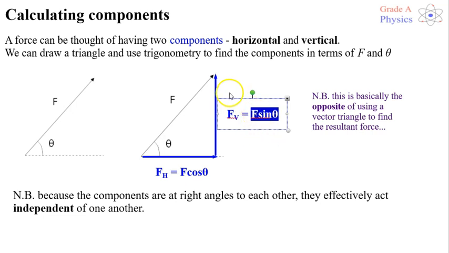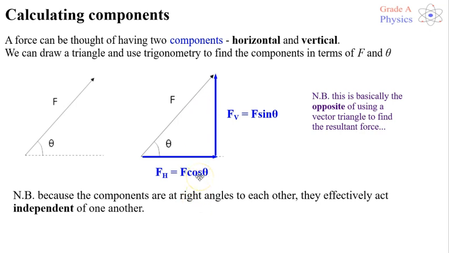What we're doing here is called resolving a force, splitting it into its two components. It's basically the opposite of what we've done previously. In the previous video we thought about resultant forces, maybe a horizontal and vertical force combining together to make a resultant force. This is basically the opposite of that, but it's very similar. It's still a right angle triangle, and still SOHCAHTOA trigonometry.